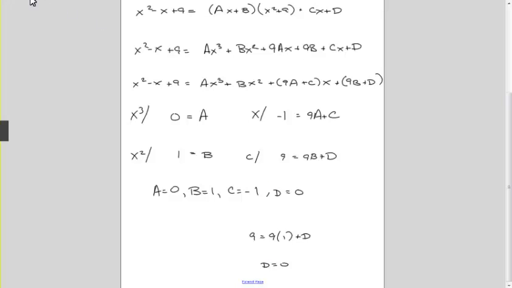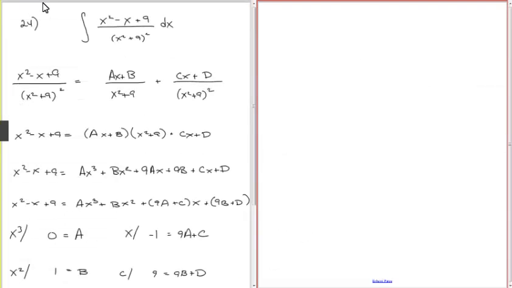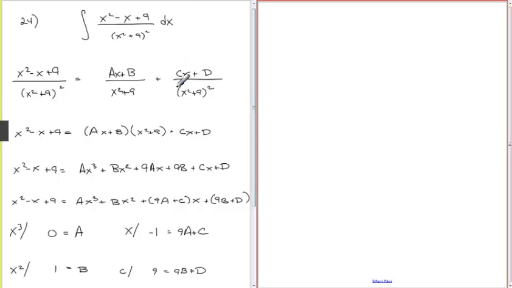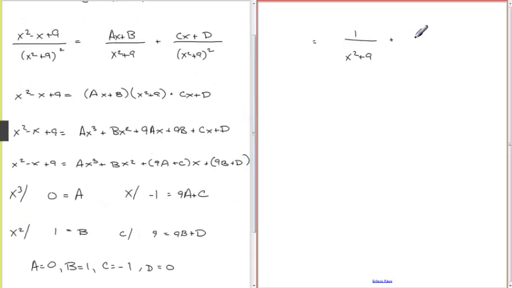So given that, let's add a page and make this 2. So what we can do is now we can rewrite this with our known values of a, b, c, and d. So our original fraction now will become 2 fractions, and we will have a, which is 0, plus b, which is 1. So we get 1 over x squared plus 9. And then the second term is c, which is equal to -1. So we get -1 times x plus d, which is 0, all over x squared plus 9, quantity squared.